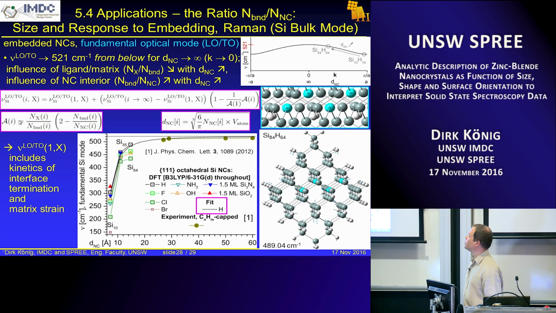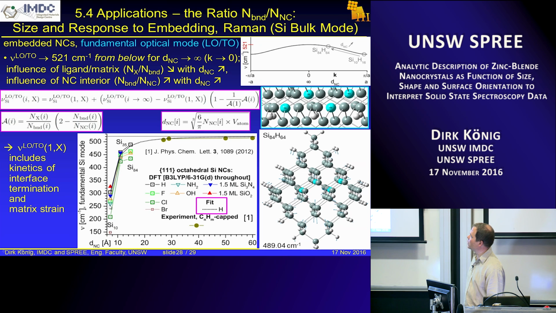This term A of I is very interesting because we have two influences here. The first one is the number of interface bonds, the ratio to the number of nanocrystal bonds. That obviously goes down and approaches 0 for infinitely large crystals. But then we also have the number of bonds per nanocrystal atom. And since we have an optical mode, we actually reverse that and use the asymptotic value for an infinite crystal. So both the interface termination relative to the number of bonds in the crystal, as well as the number of bonds per nanocrystal, go into this coefficient. And we see a fit here for hydrogen-terminated crystals.